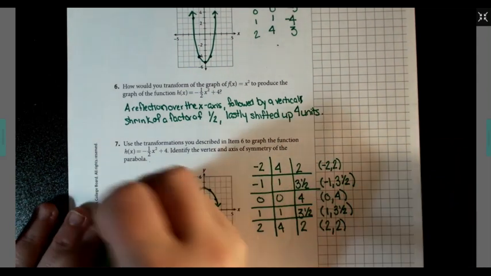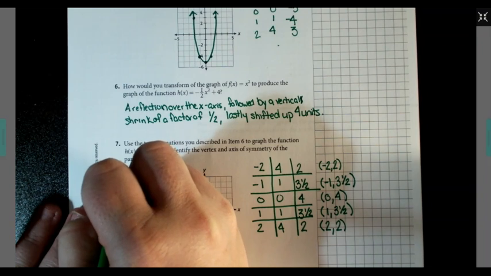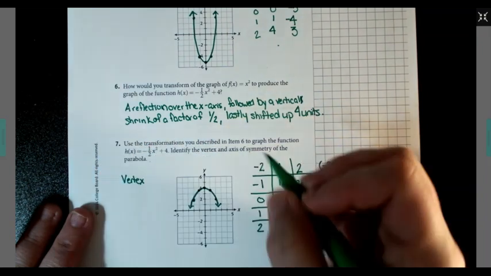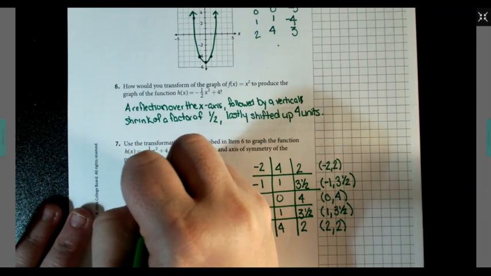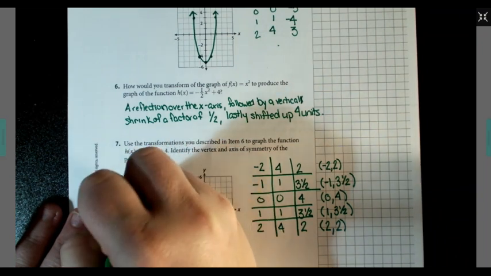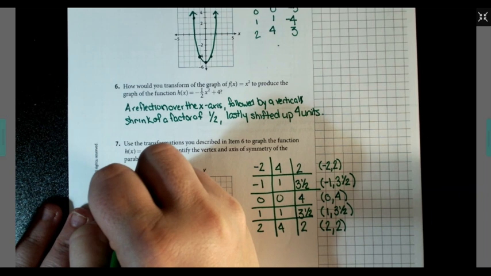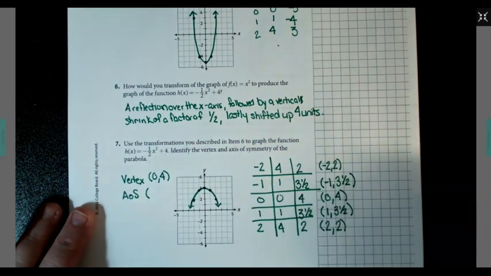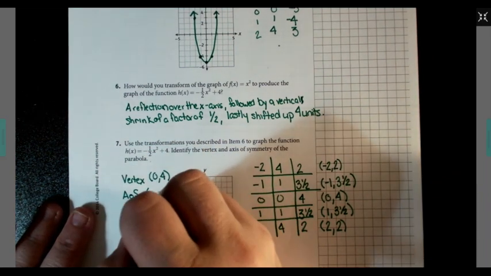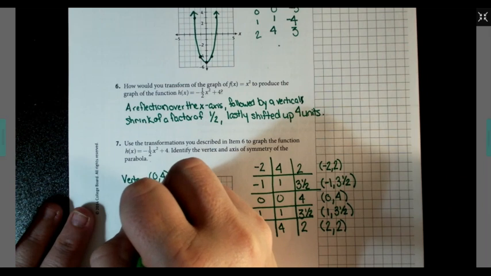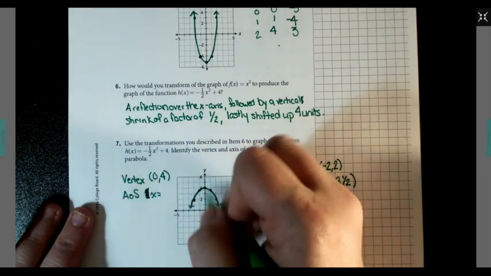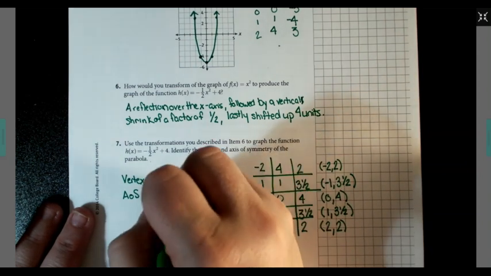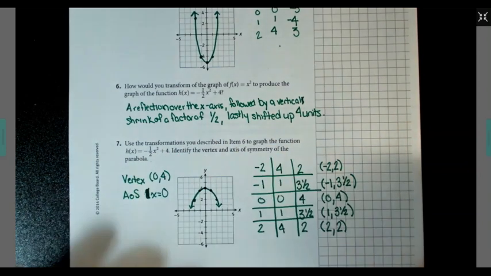It says identify the vertex. Vertex is going to be at 0, 4. Axis of symmetry is going to be, I didn't mean to put parentheses there, x equals, folds right along that y-axis, which is x equals 0.